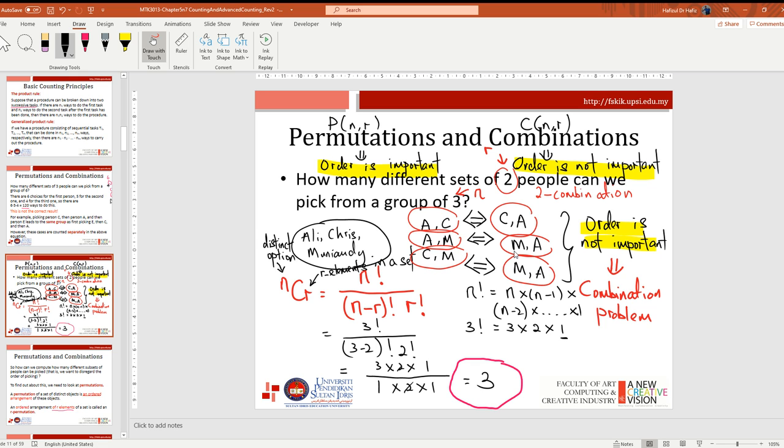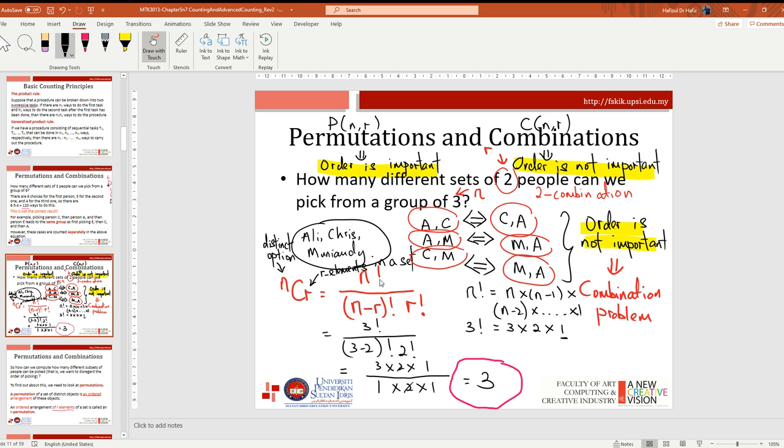Okay, for the permutation, order is important. Please bear in mind, for the combination, order is not so important. So how many sets of two people can we pick from a group of three? N is for the distinct options, C is for the combination, and R is the element.